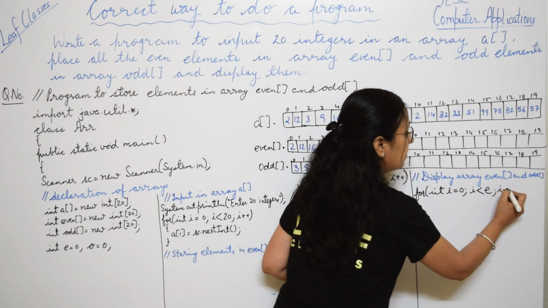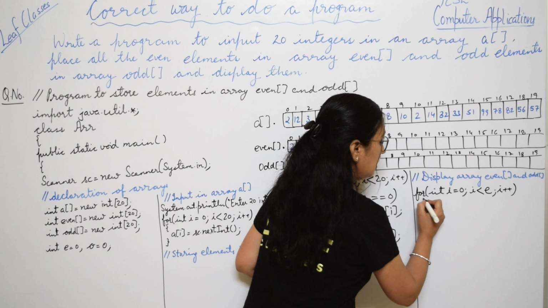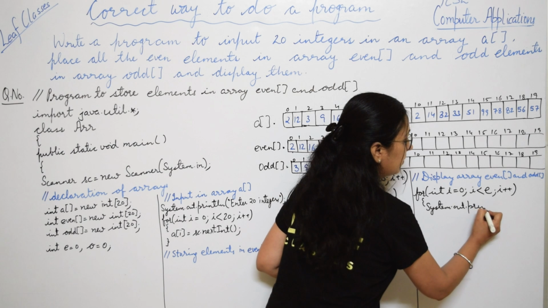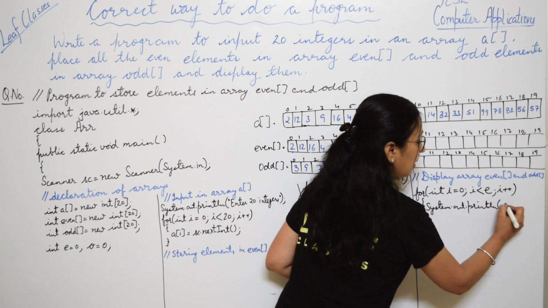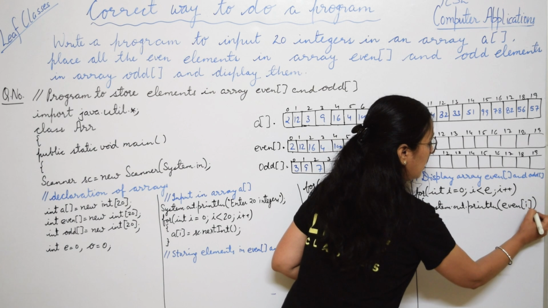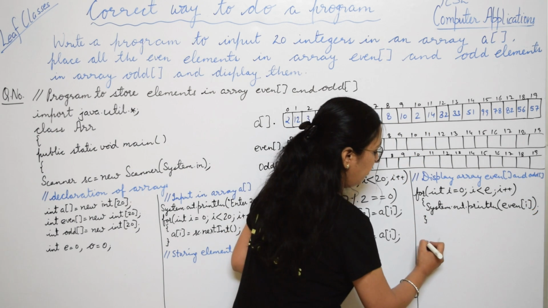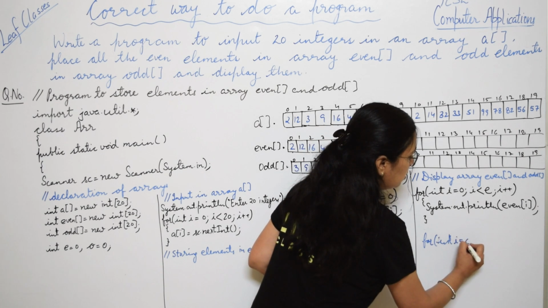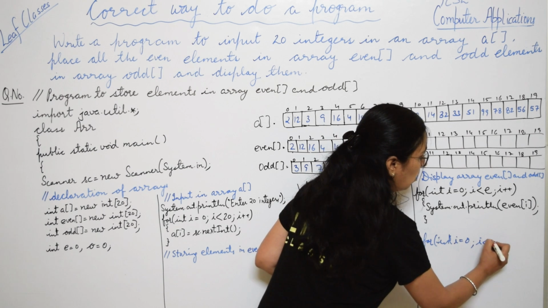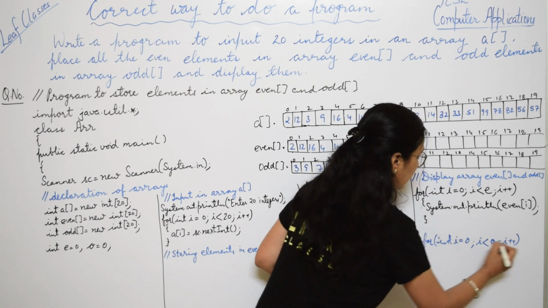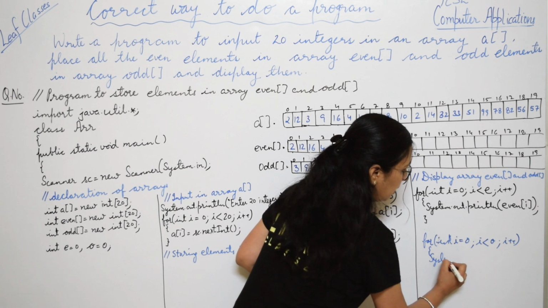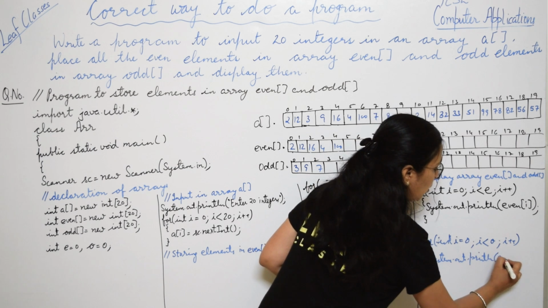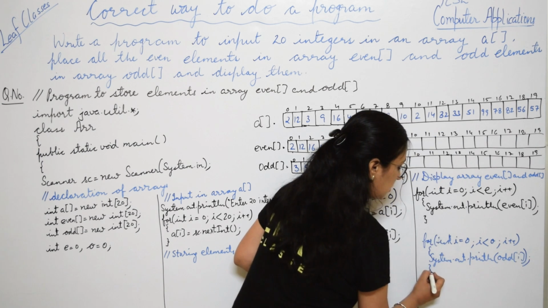And here I plus plus, and you can just give the message System.out.println even of I. Close it. Similarly, we can print for array odd also: int I equals 0, I less than O, I plus plus, and System.out.println odd of I. Close this for loop.